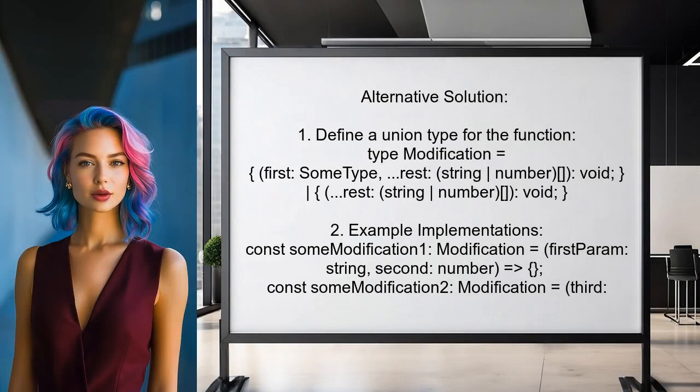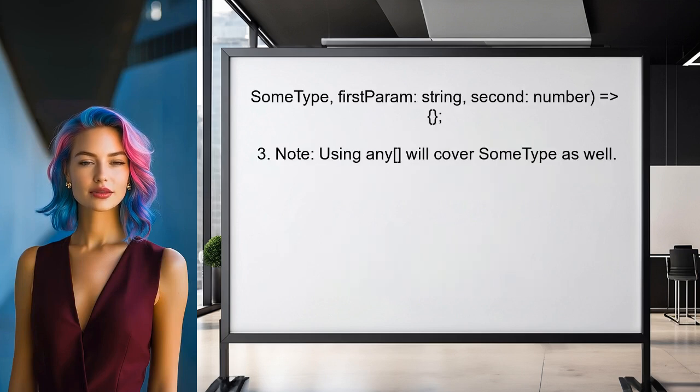An alternative approach suggested by a user involves defining a type for the modification function. They propose using a union type for the function signature, allowing the first argument to be of a specific type, while the rest can be any combination of strings or numbers.